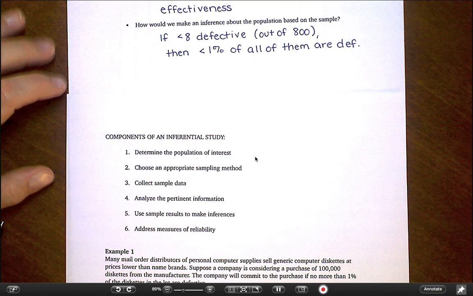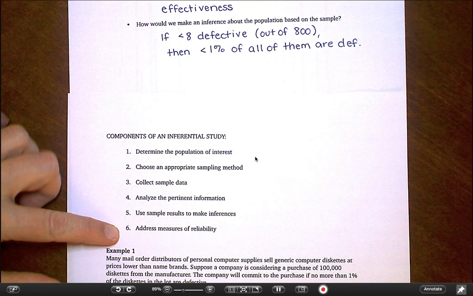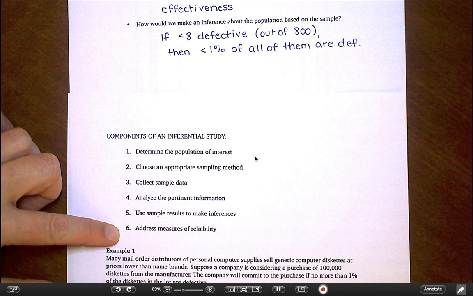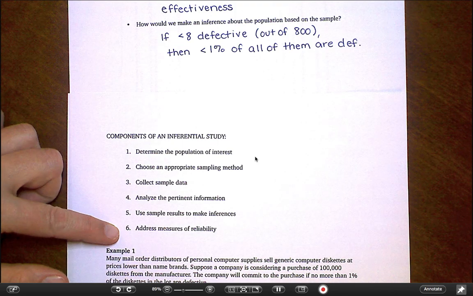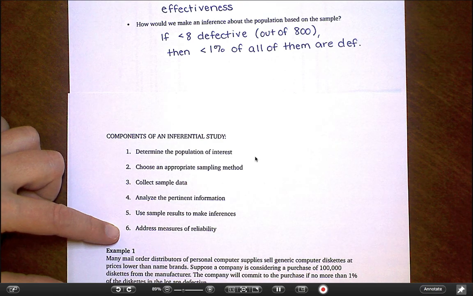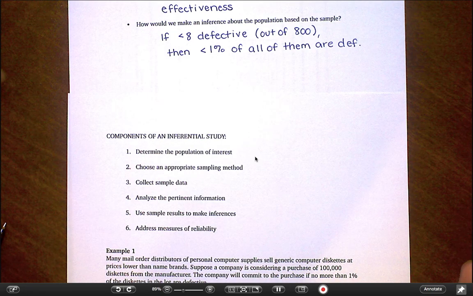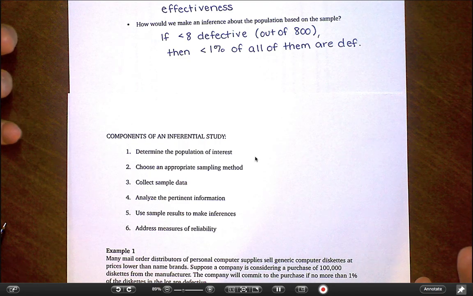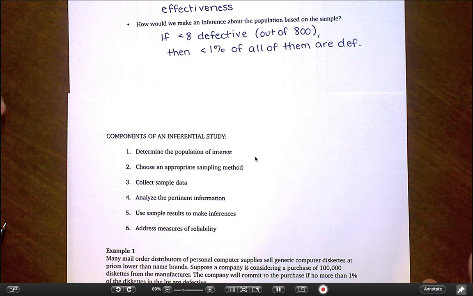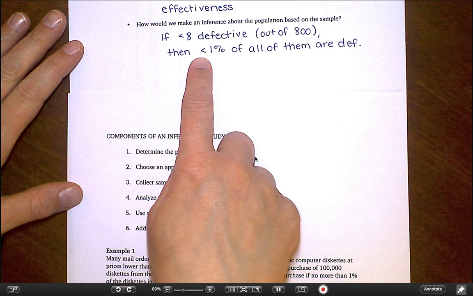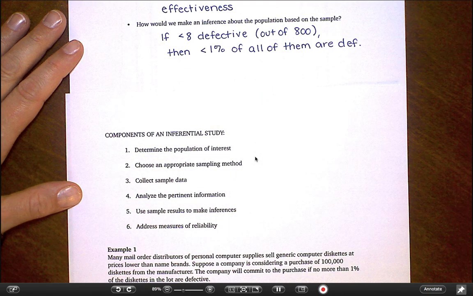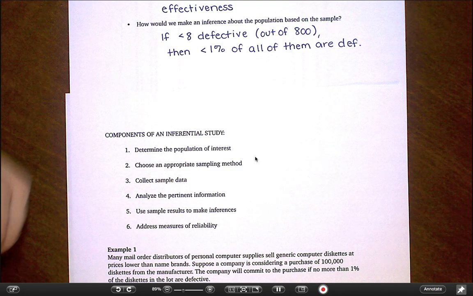And then you always want to take a minute and reflect on how reliable this was. If I just grabbed the first 3 boxes off the shelf and said, I've got my 800 and I tested them, was that really an accurate representation of the entire population? Or if I let the company send me the 800, since they're trying to sell these discs to me, if I let them choose the 800 they're going to send me, then I'm pretty sure that's not truly representative of the entire population. So think about those things before you come to your conclusion.